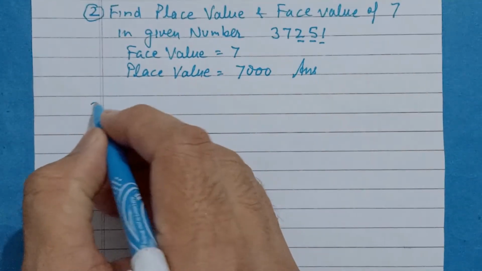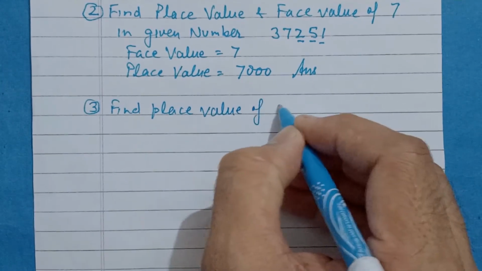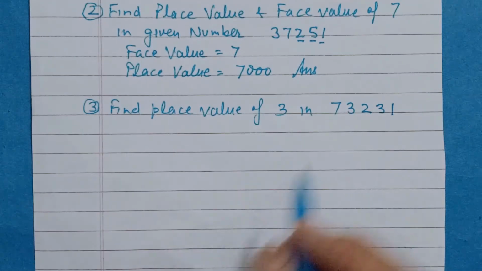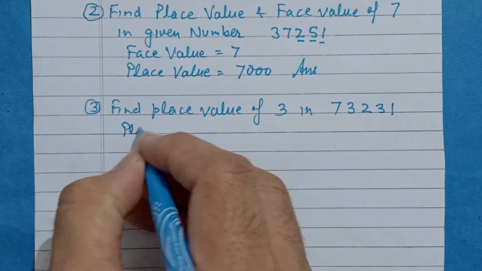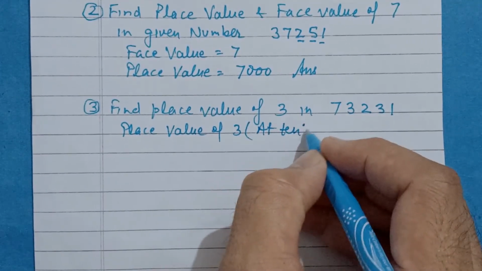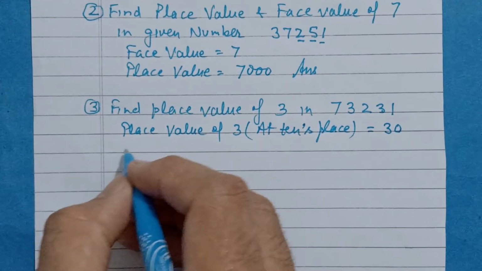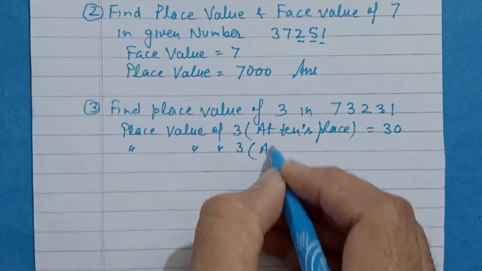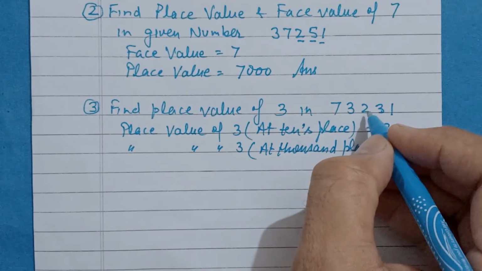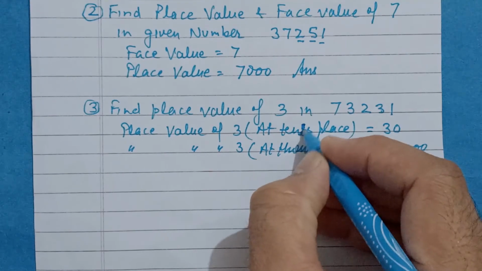Consider another example. Find place value of 3 in 73231. Now in this number 3 is appearing 2 times. So first we will write place value of 3 at tens place. It is 3 and after 3 there is only one digit, so 30. Similarly place value of 3 at thousands place. It is 3 and after 3 there are 1, 2 and 3 digits, so this is the answer. It is tens place. It is thousands place.